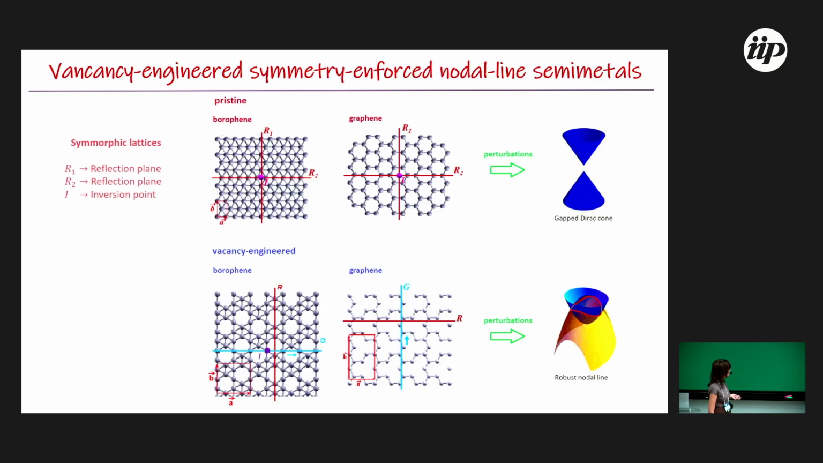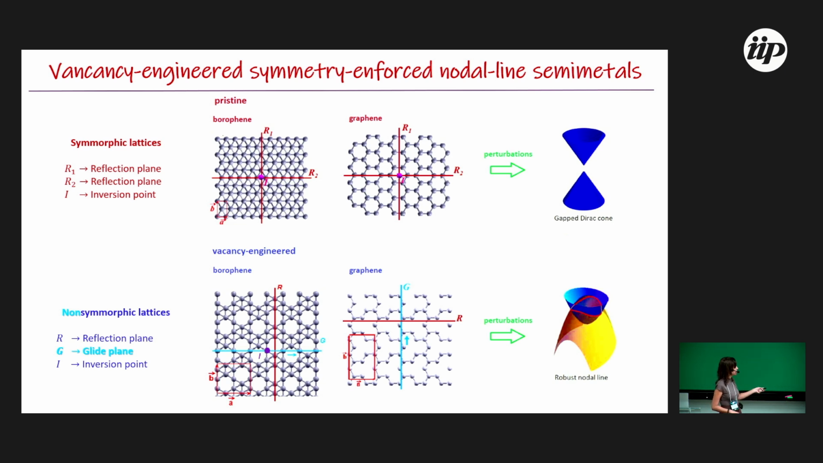So let me just acknowledge them very quickly here. And what we found is that, say you start with a pristine borophene. Borophene is just like graphene. Instead of carbon, you have boron atoms. And you have a boron atom at the center of the hexagons here. In graphene, you just have the hexagon structure, but here you have an extra atom in the middle of the hexagon. So from a symmetry point of view, these systems are completely equivalent. They have two reflection planes which are perpendicular to each other and an inversion point.